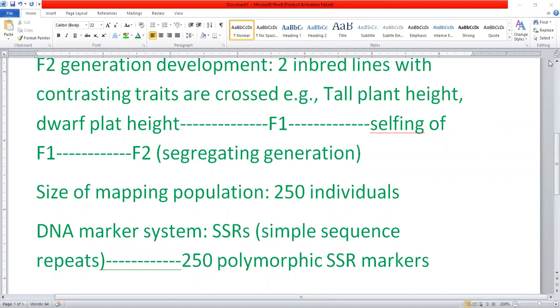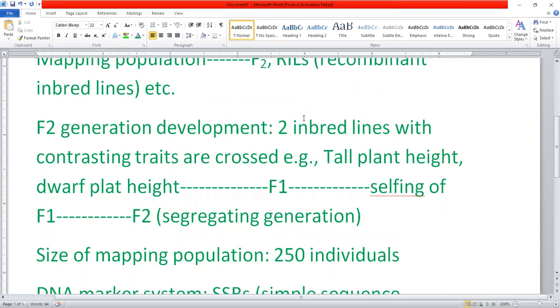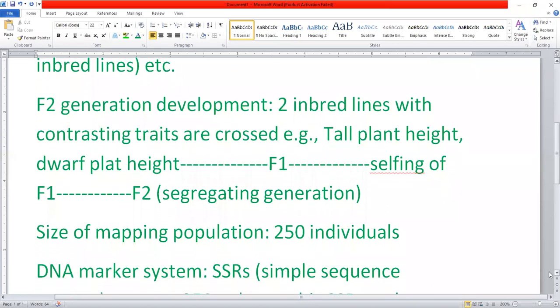First, the inbred lines, the two parents used to develop the F2 population. These two parents are screened for polymorphism with a large number of SSR markers, let's say about 1,000. Out of these 1,000, if we get 250, those are the polymorphic ones.